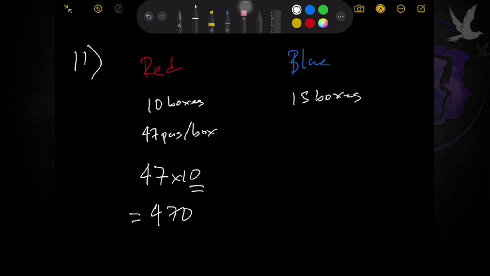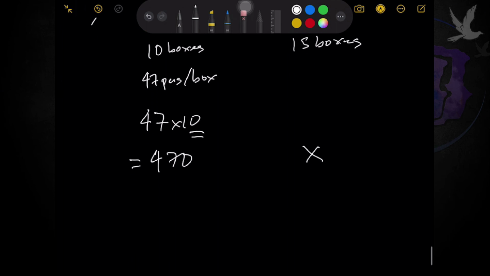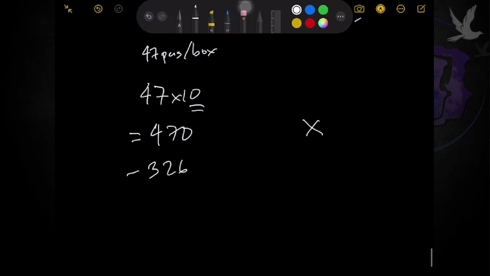So wala tayong data for blue pens. We don't know kung ilan. Okay, it says there that if he sold 326 red pens, minus 326, so this will basically give us 144 pens left, and 471 blue pens minus 471 here. We are subtracting it from nothing. Hindi natin alam kung ilan. Okay. Minus 471 for blue pens.